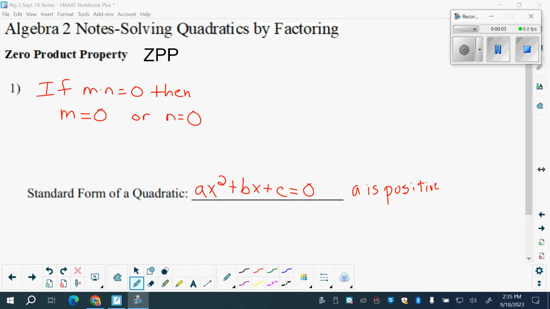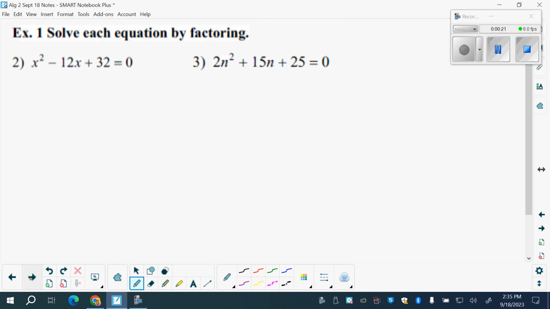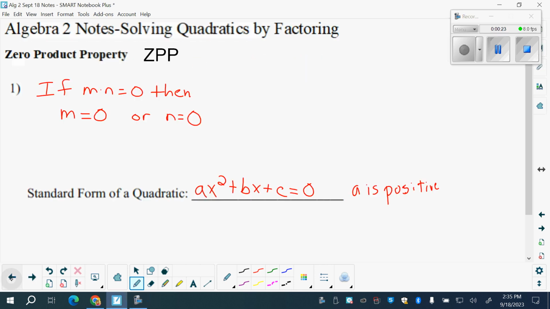So A has to be positive, because if you haven't noticed, and you probably haven't, when we've been factoring, I've given you problems where that A, that leading term or leading coefficient, is always positive. So when we go to factor, it's got to be positive. Oh, let me say one more thing about that.